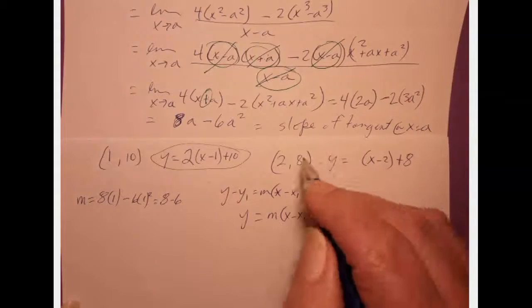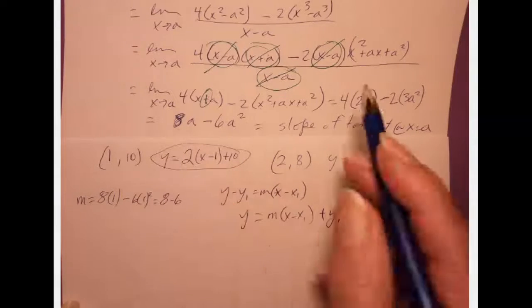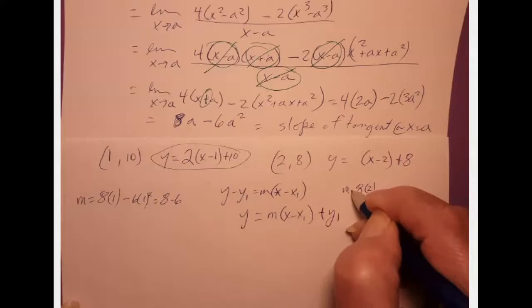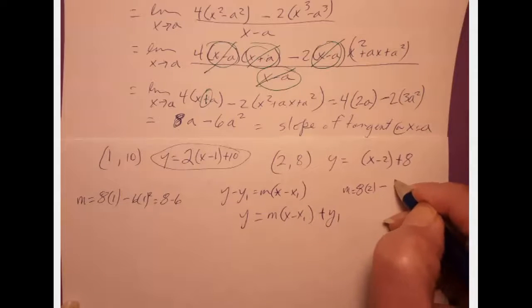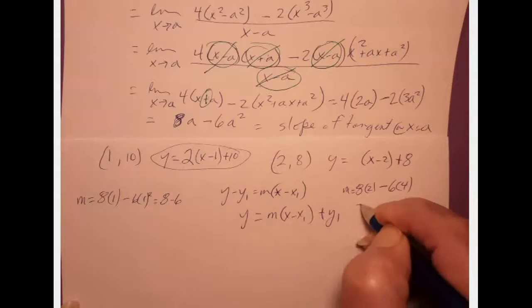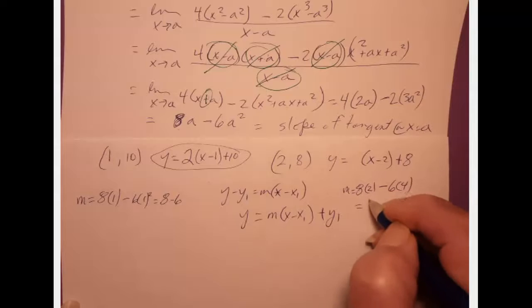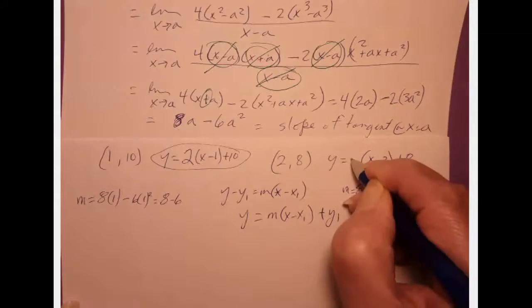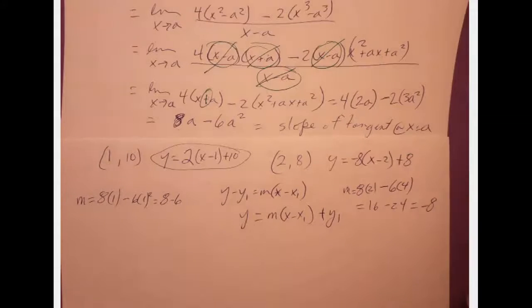For the second line, I'm going to do the same thing. This is my slope equation. So I have 8 times 2, that's my slope, minus 6 times 4, which gives me 8 times 2 is 16, minus 24 gives me a negative 8. So negative 8 goes right there. And you can leave it just like that, unless it says to simplify.